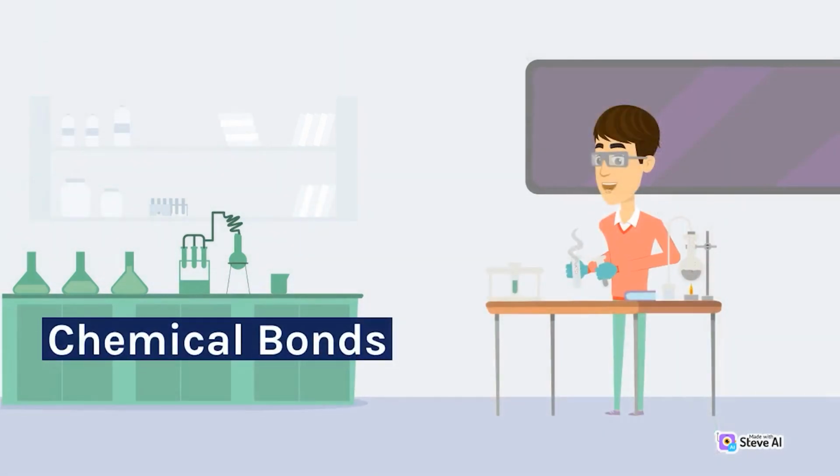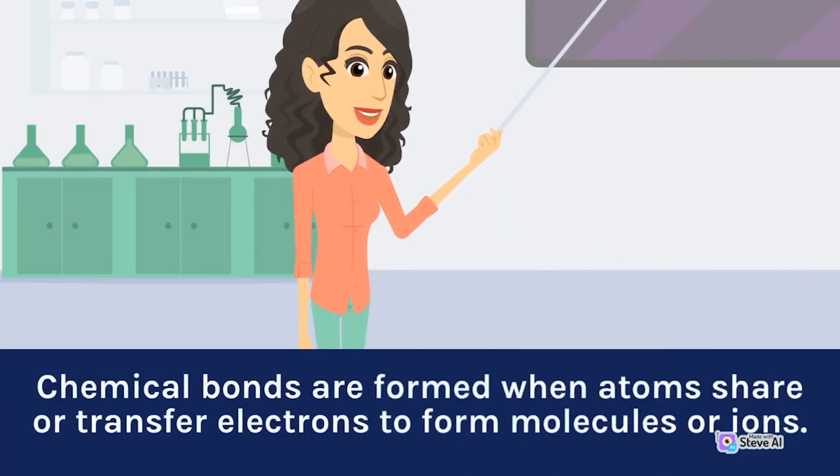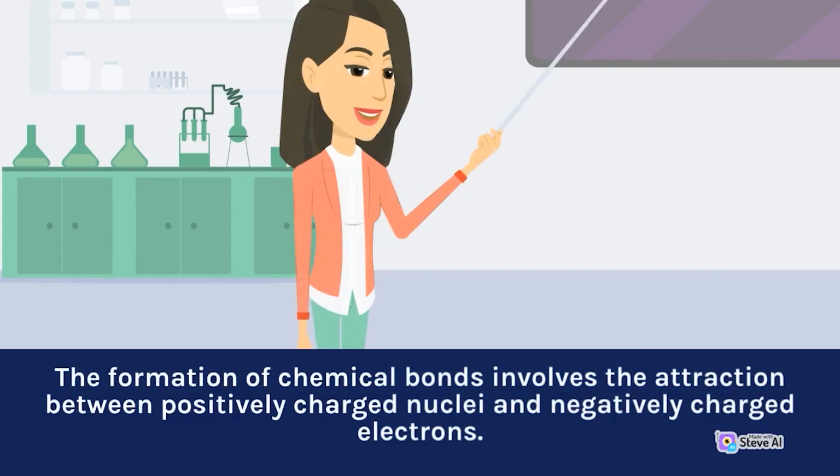Chemical bonds. Chemical bonds are formed when atoms share or transfer electrons to form molecules or ions. The formation of chemical bonds involves the attraction between positively charged nuclei and negatively charged electrons.